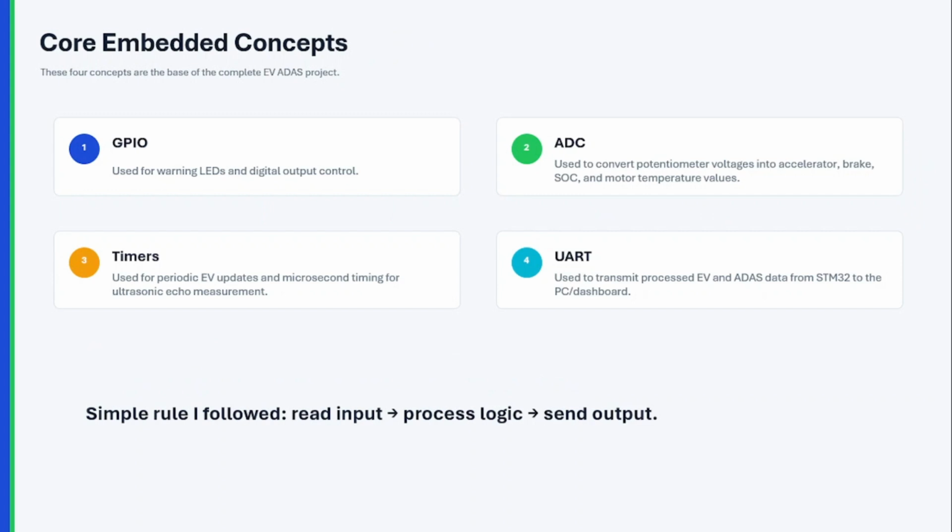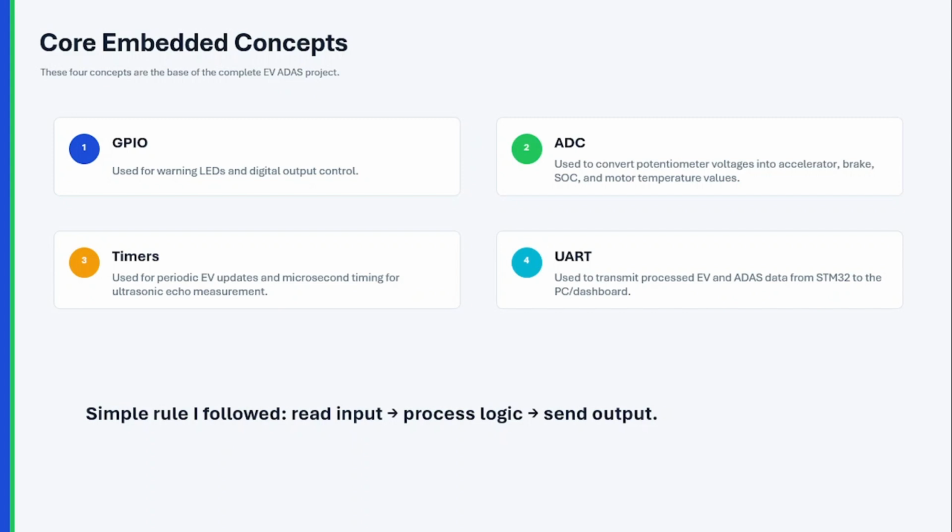What are the core embedded concepts I learned in this internship? First, GPIO. GPIO was used to control LED outputs for warning indication. Then ADC, which is the analog to digital converter. It is used to read analog sensor values and convert them into digital values. It reads the values of potentiometers in this project. Then timers. Timers were used for fixed time task execution and ultrasonic timing, and UART was used to send the processed data from STM32 to the PC, which is a virtual output for us.